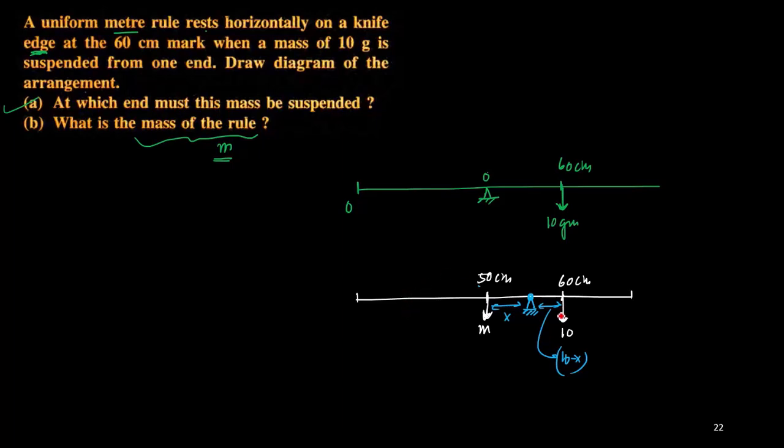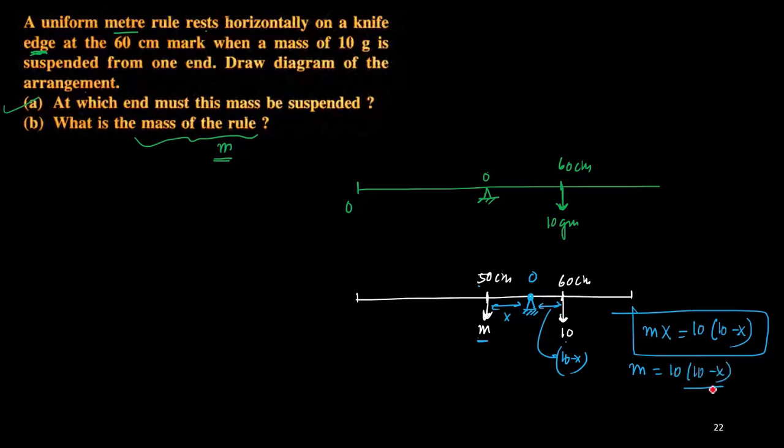Understood? Now regarding the mass of the rule, the net moment about this point should be 0. What is the net moment? This m is giving one moment, this 10 is giving another moment. What is the moment of m? M into x. What is the moment of the 10? That is 10 into (10 minus 6). Once I know the value of x, then only I can calculate it. Once I know the position of the line, m should be 10 into (10 minus 6) by x.